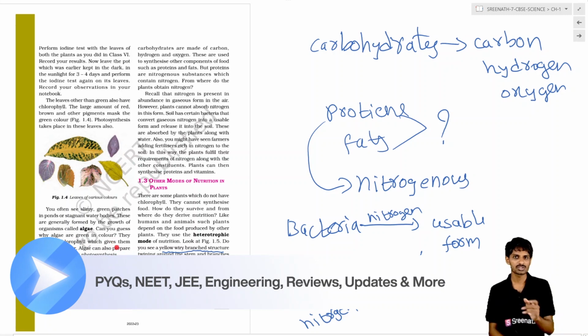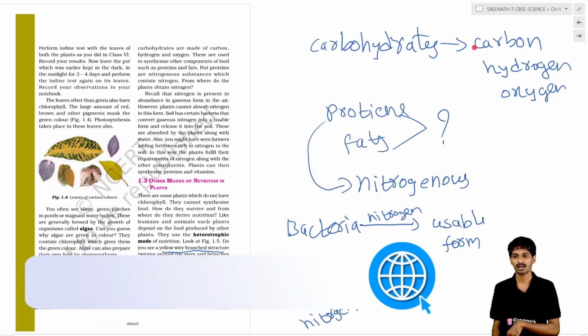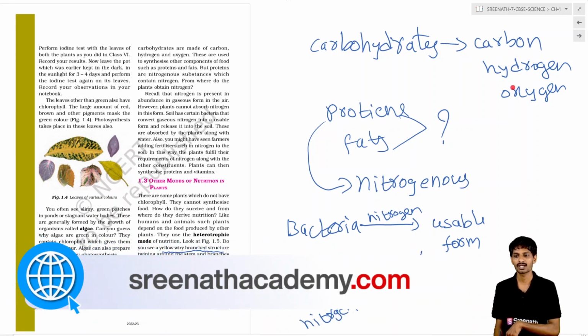Basically, by using photosynthesis, what we have understood is that plants prepare carbohydrates. What are the components in carbohydrates? The components in carbohydrates are carbon, hydrogen, oxygen. Basically, it is getting hydrogen from water, and it is getting carbon and oxygen from carbon dioxide. So it is preparing carbohydrates.